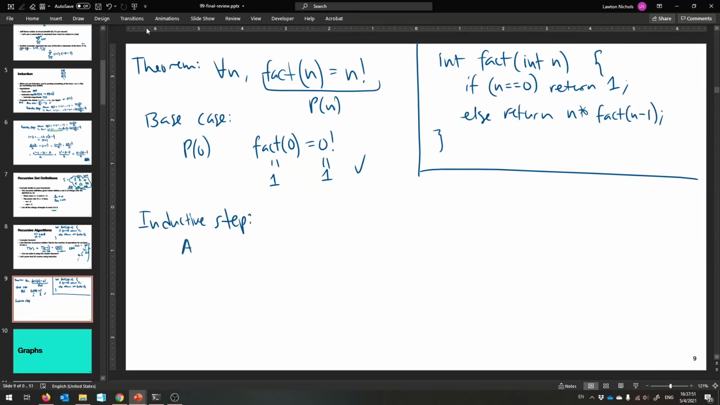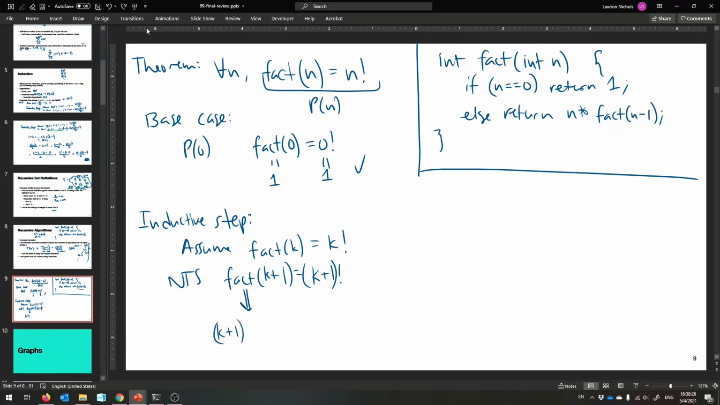We assume P of k, which is factorial of k is equal to k factorial. And then we need to show factorial of k plus 1 is equal to k plus 1 factorial. That's what we need. So, here's how we do it. We're calling fact with k plus 1. This side gives back k plus 1 times factorial of k.